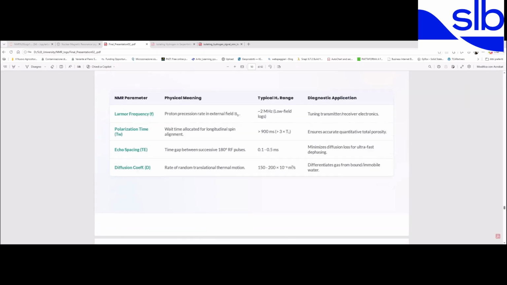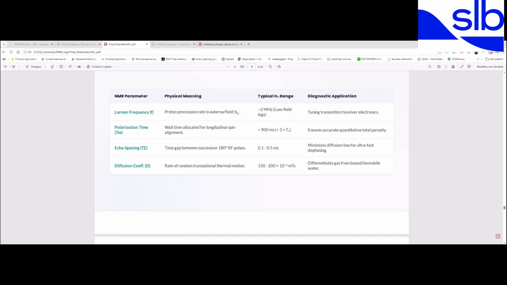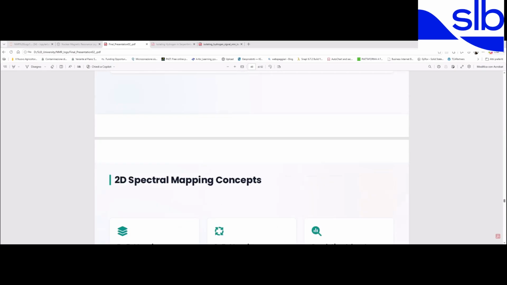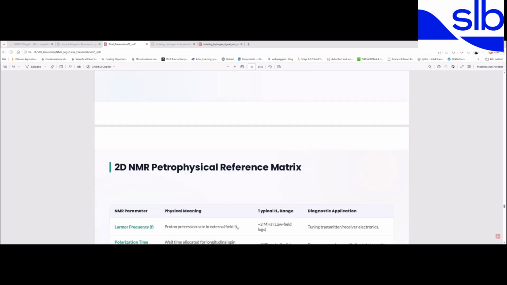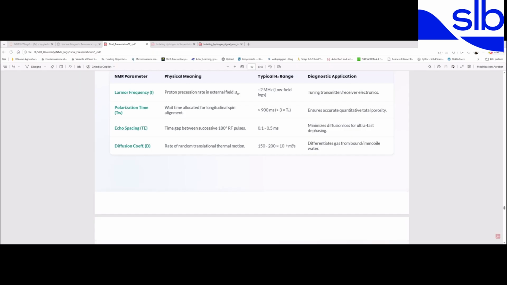For the NMR petrophysical matrix, which parameters underlie it? As we just said, the first parameter is the resonance frequency of hydrogen, the Larmor frequency, the proton precession rate in an external magnetic field. The typical range is 2 MHz, but the resonance frequency of the molecule is calculated with 42.58 MHz per Tesla. Polarization time, the waiting time allocated for spin alignment, ensures accurately quantified total porosity. The echo spacing, the physical meaning of echo spacing, is the time gap between two successive 180 degree acquisition or RF pulses.